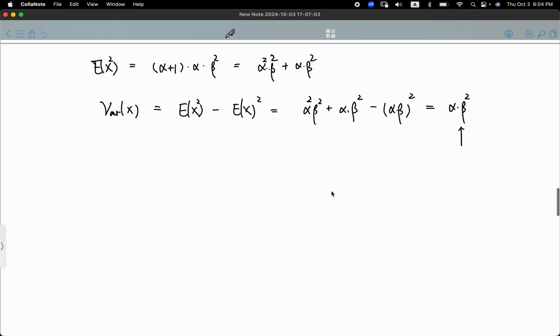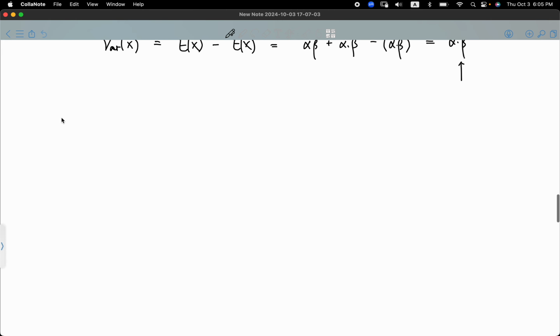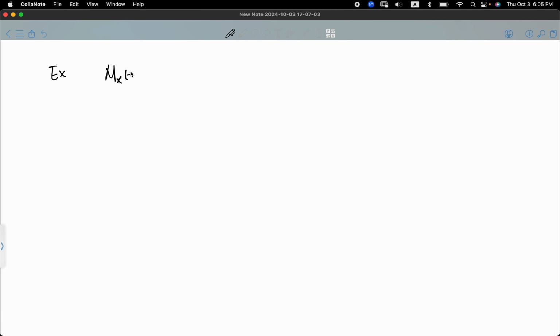But first of all, just to complete our discussion for the gamma distribution, I also want to calculate the moment generating function for a gamma distribution. So that will be what we're going to do next. Let me do this as an example. So what we want is the moment generating function for the gamma distribution.